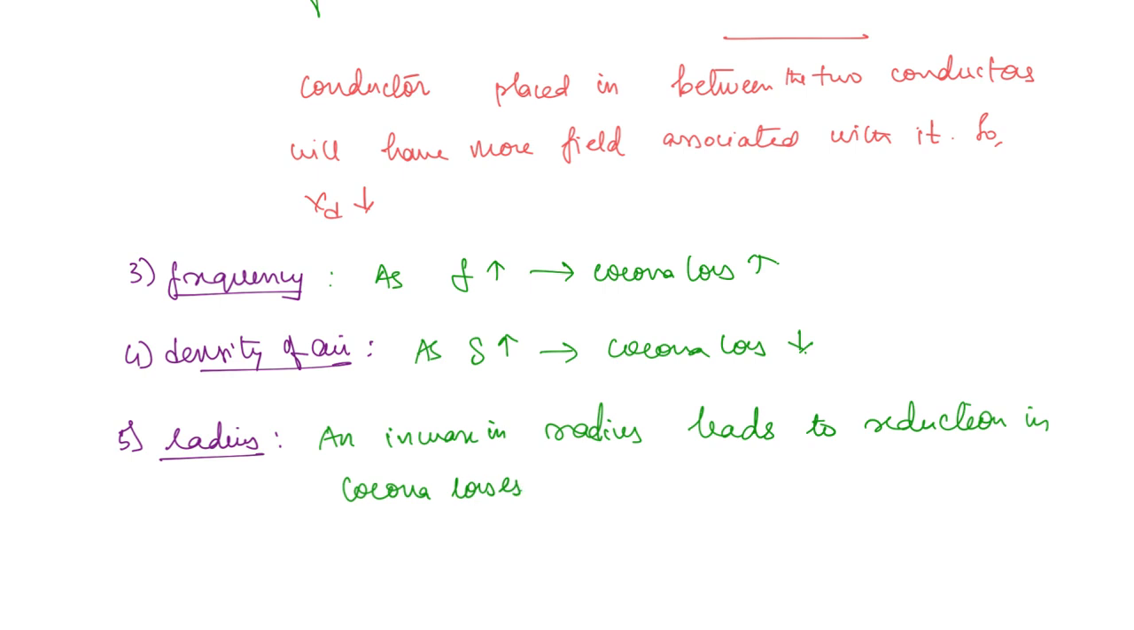So this is where the bundling of conductors is used, right, to reduce the corona losses. Bundled conductors have higher GMR, or you can call it self GMD. Okay, they have higher GMR, therefore lower corona loss.